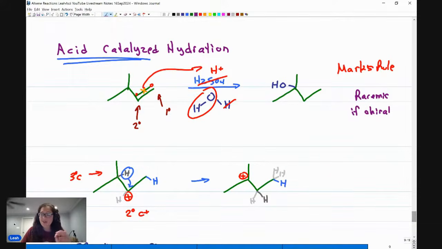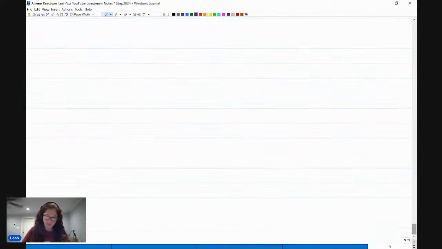What if I don't want to have a carbocation rearrangement? What if I want my alcohol specifically at the primary or the secondary carbon? I'm going to have to use a different reaction to put the alcohol on there. And luckily, I know of quite a few. So let's take a look at oxymercuration.